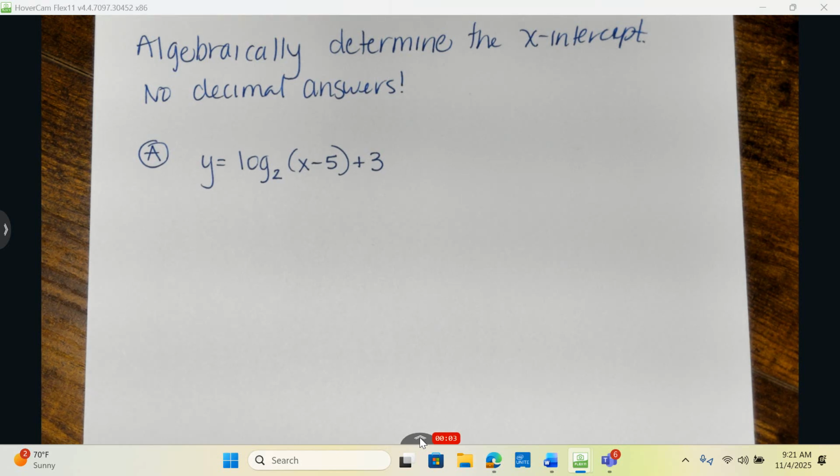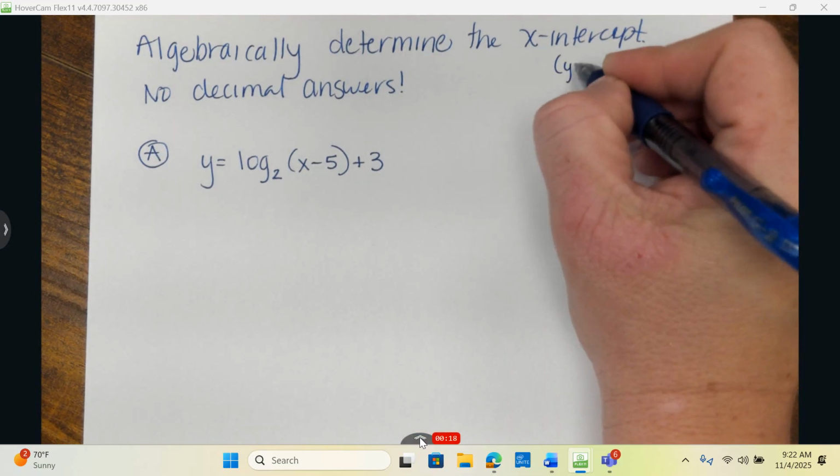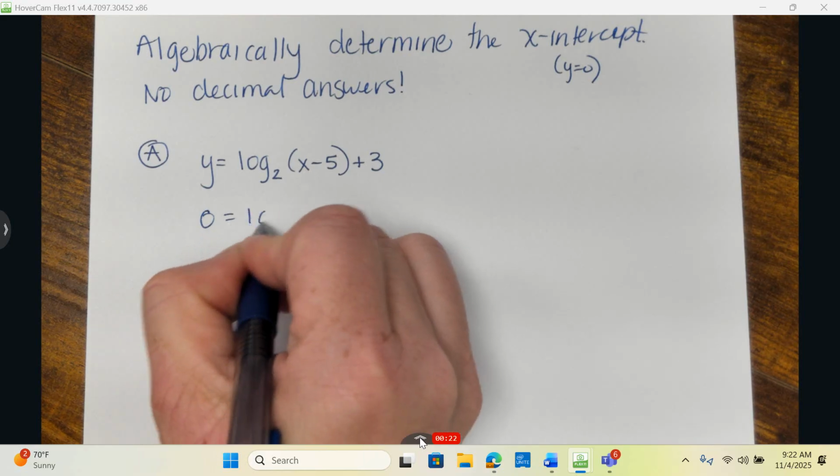This is Unit 7, Lesson 4, and we're on the third instructional video, and we are being asked to algebraically determine the x-intercept and to not provide our answer in decimal form. Whenever we find an x-intercept, we're going to set y equal to 0. So right now I'm going to replace y with 0.